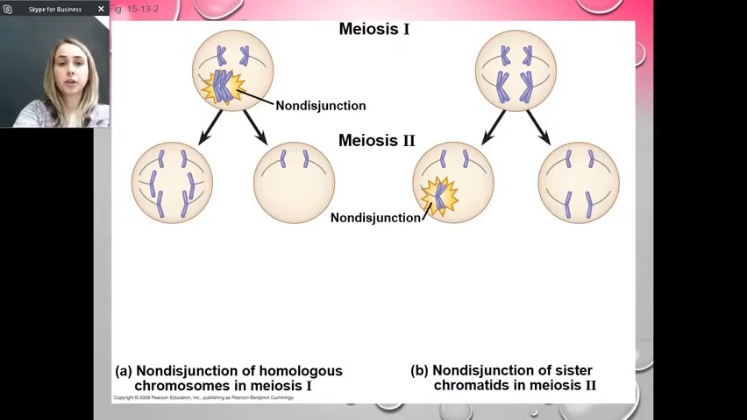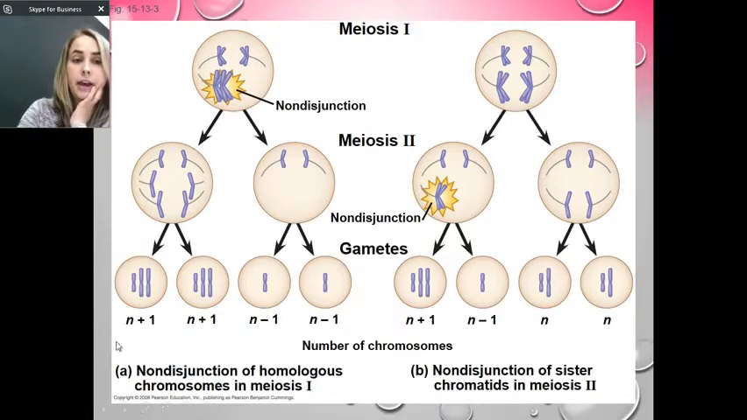This is a picture of it occurring. In this picture on the left, you see non-disjunction occurring in anaphase 1 of meiosis. And in this second picture, you see anaphase 1 happening normally, but non-disjunction happening in anaphase 2 of meiosis 2. And the result from that, if it happens in anaphase 1, then all 4 of the gametes are impacted. So both of these have an extra chromosome.